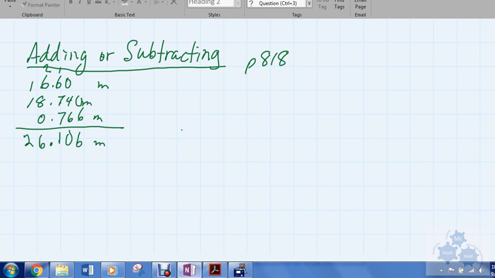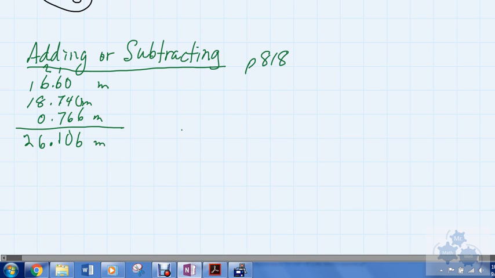And I'm still working on my recording program here. It's really not very handy to change colors or anything. But we only have one decimal place, and that's not a very precise answer.